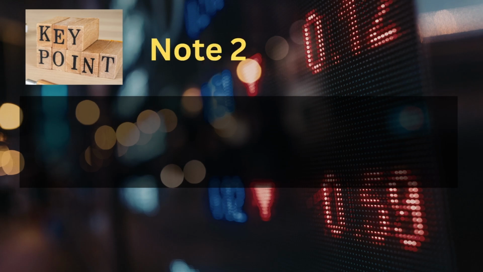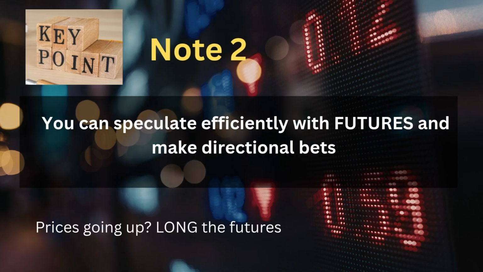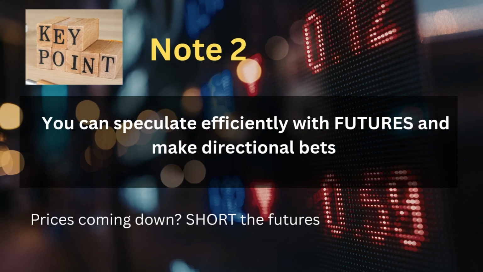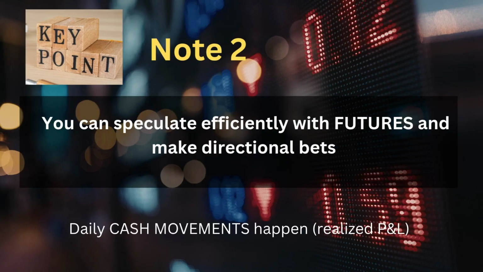Note number 2. Know that you can actually speculate using futures and make directional bets. If you think prices are going up, you can long the futures and take advantage of rising prices, and your margin account gains from the daily mark-to-market positions as prices go up. If you think prices are coming down, you can short the futures and take advantage of falling prices, again via your margin accounts. And all the profit and loss will get reflected in the margin accounts. So you have daily cash movements.